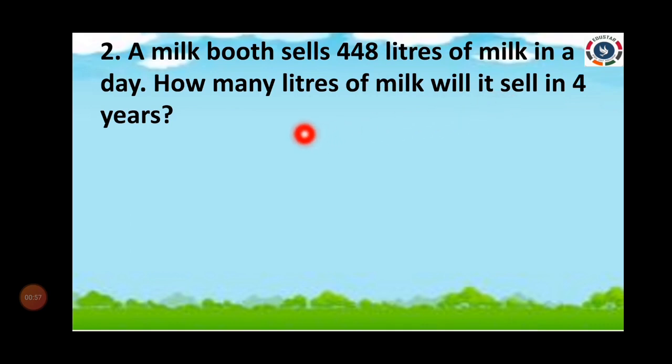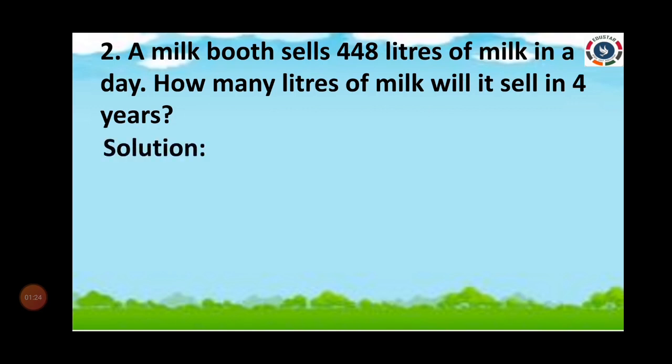4 years. Okay, one day they are selling 448 liters. I mean, how many liters do they sell in 4 years? So first, what do you want to do here? The year is given, and the day is given. So first, year is a bigger unit, day is a smaller unit. So first we want to convert the years into days. Okay, first I'm going to give you the solution now.